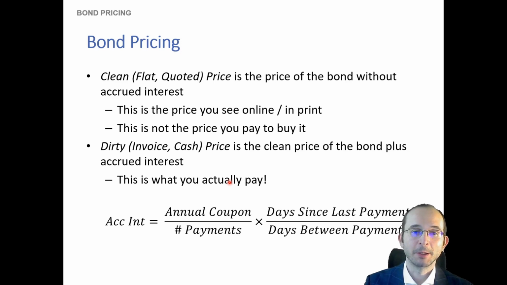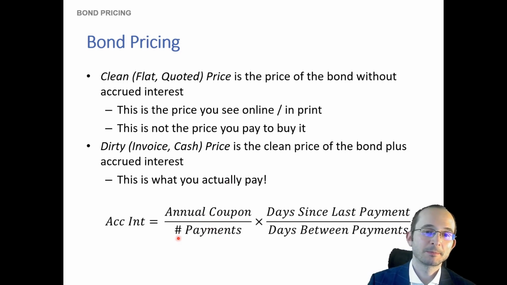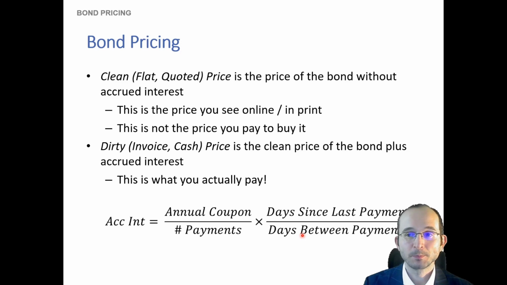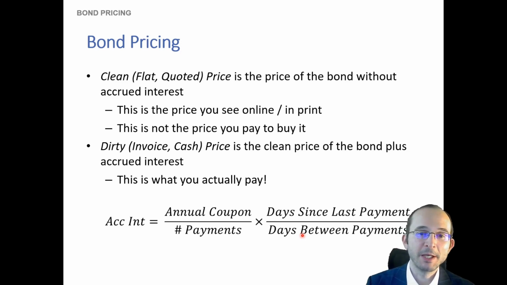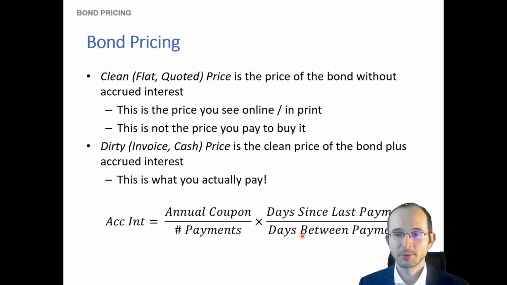Now, how do you calculate accrued interest? Well, you take the annual coupon that the bond pays, divided by the number of payments, and multiply that by how many days have passed since the last payment over the number of days between payments. Now, if this sounds confusing, let's do an example.